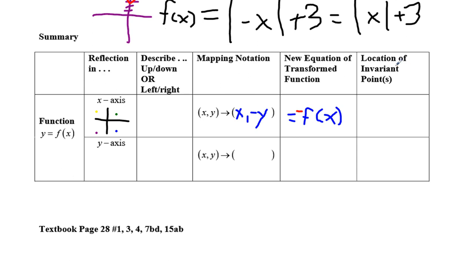What is the location of any invariant points? Well, go and put a negative on a y value of 0. Therefore, nothing changes. Your location of invariant points are going to be your x-intercepts. 0, comma.